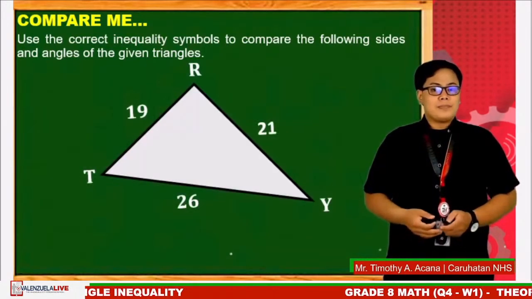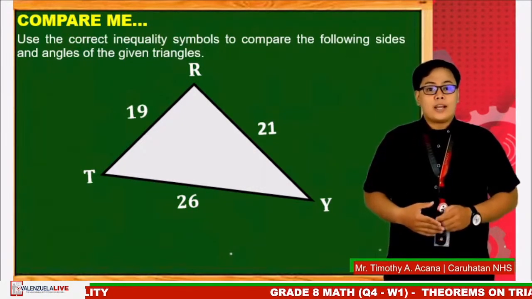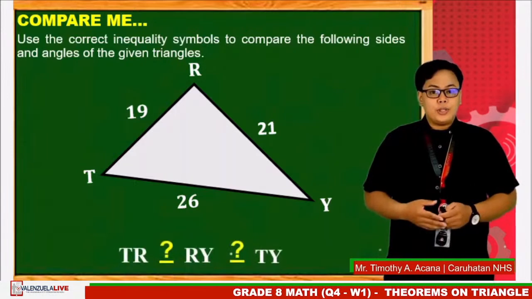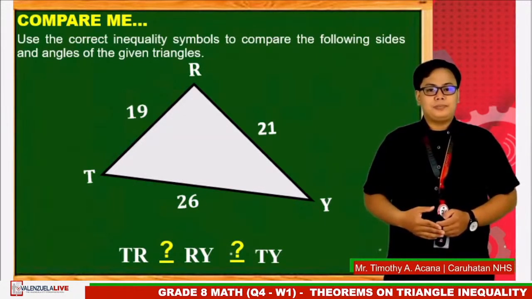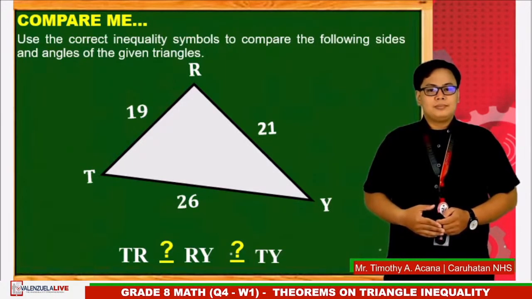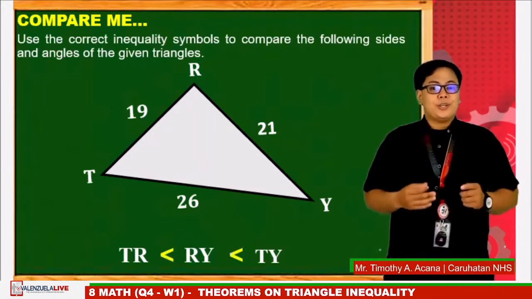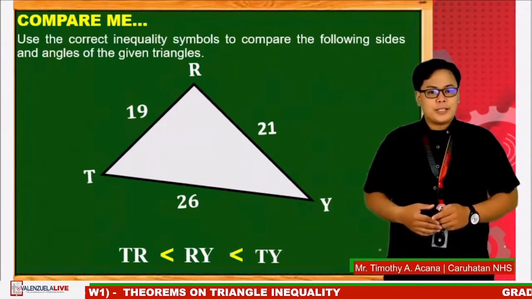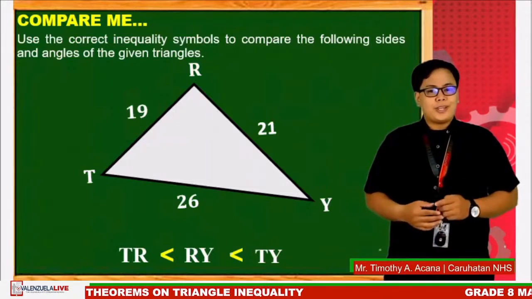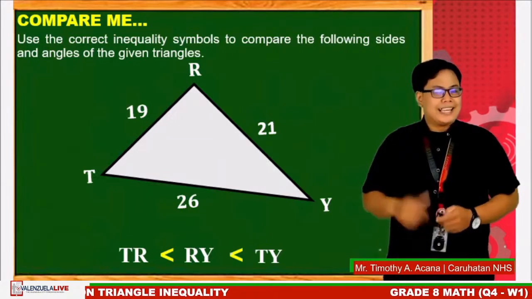And lastly, we have triangle TRI. What inequality symbols are we going to use to compare the three sides of triangle TRI? Wonderful! We are going to use less than. And if you will notice, the sides of triangle TRI are listed from shortest to longest. Were you able to get all the correct answers? That is great.